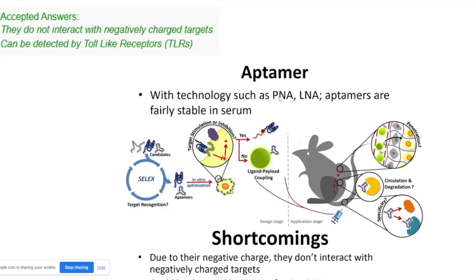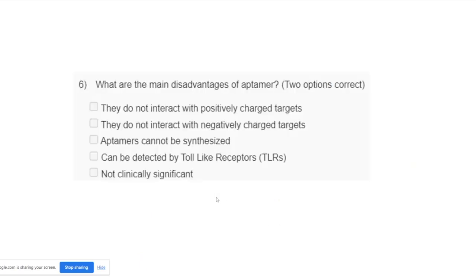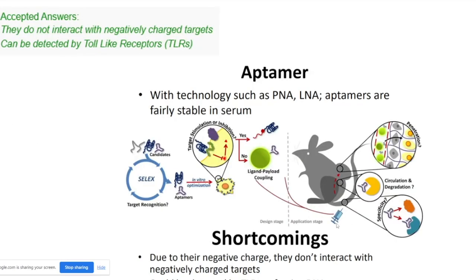Basically, aptamers are most of the time small DNA strands that can be synthesized, and these are already negatively charged, so most of the time they cannot interact with other negatively charged molecules; they can only interact with positively charged ones. So these are the main shortcomings. Due to their negative charge, they don't interact with negatively charged targets and could be detected by toll-like receptors as foreign DNA. So these two options will be the correct answer.